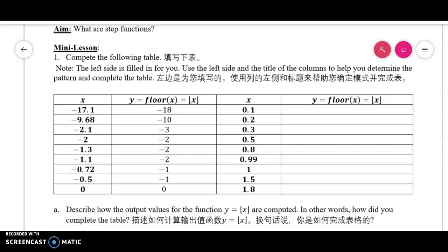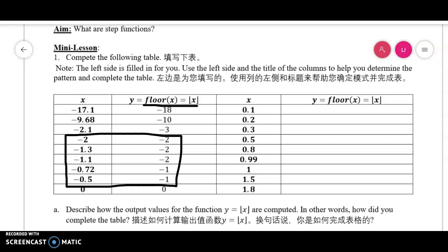Hopefully you notice the pattern from the left side of the table. You notice that negative 17.1 became negative 18, negative 9.68 became negative 10, etc. And really, this area here should provide the most clue as to what this floor function does. So hopefully you notice from the name, like thinking of the floor, a floor function takes your x value, your input, and makes it into the bottommost integer that is closest to the function.